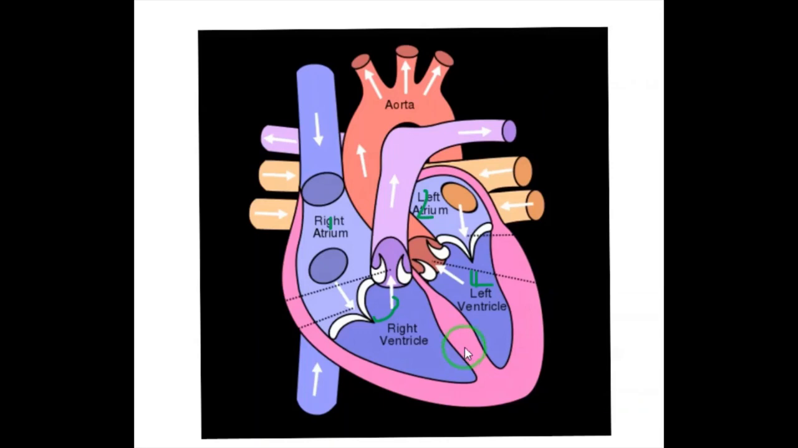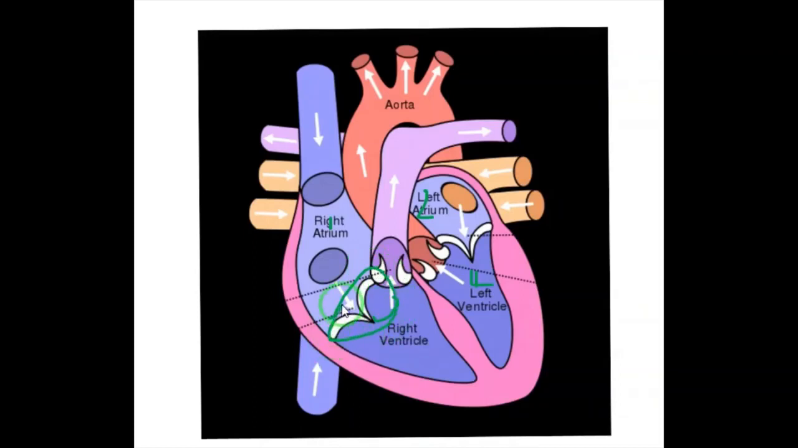Understand children? Now we have to see the valves. Here three types of valves are present. They are the tricuspid valve, bicuspid valve and semilunar valves. So three types of valves. The first valve is known as the tricuspid valve. So this is the tricuspid valve.